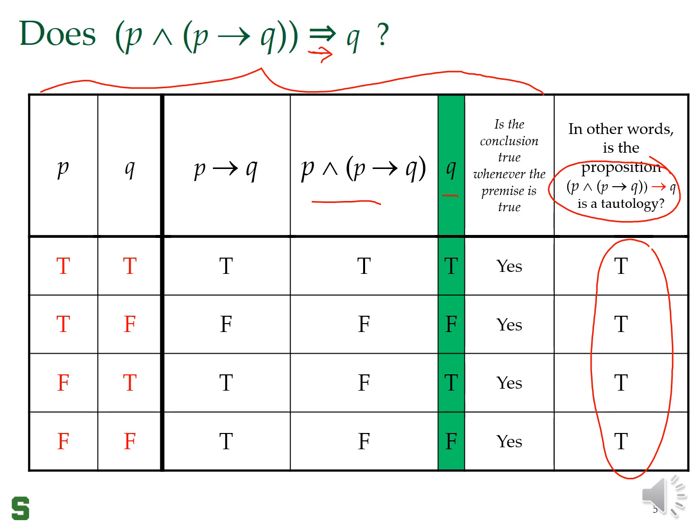What I want you to be able to do here is make sure you understand how I have built the truth table, and the fact that we are relating all true values over here to this, which is whether the conclusion is true whenever the premise is true.